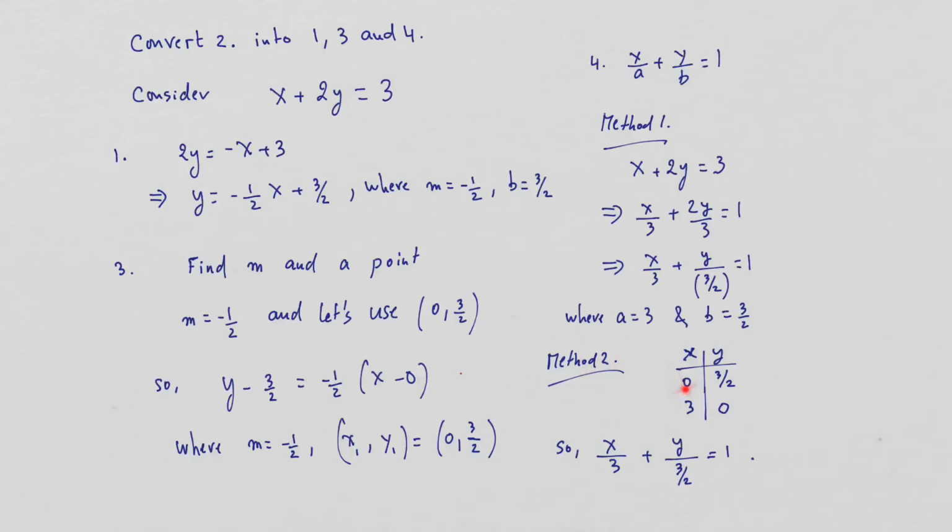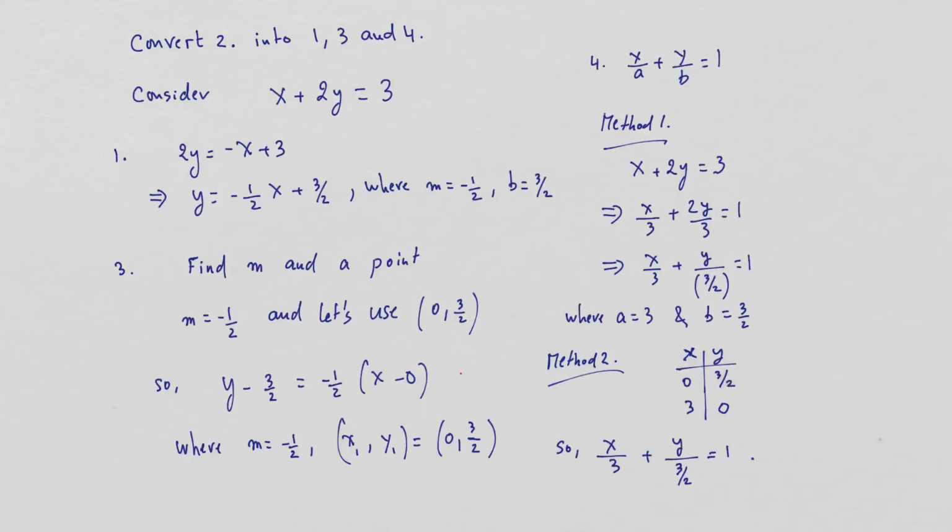When x is 0, look here. When x is 0, what's y? y is 3/2, right? 2y equals 3, so y is 3/2. But when y is 0, plug in 0 here, which means hide it with your finger, you get x equals 3. So that's your A, that's your B. Boom, done. This is a much faster method. All you need to know are your y-intercepts and your x-intercepts.